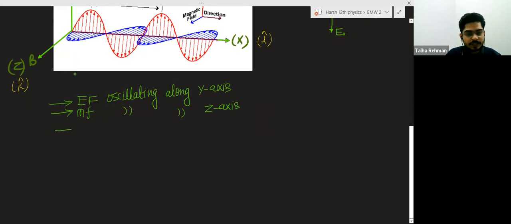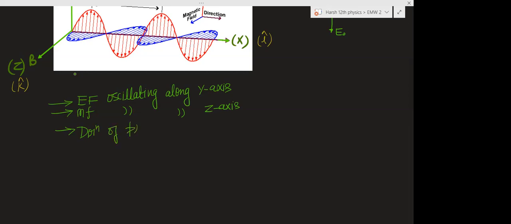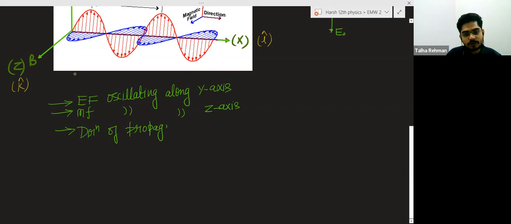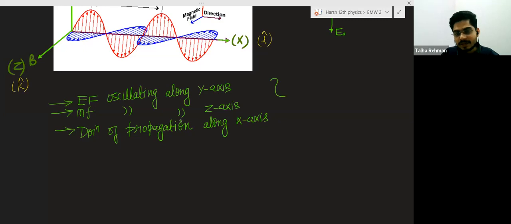And can you tell me what is the direction of the propagation? X-axis, right? Yeah, direction of the propagation of the electromagnetic wave along x-axis. Now, x-axis, y-axis and z-axis are mutually perpendicular. So basically if the electric field oscillation, magnetic field oscillation and direction of the propagation are mutually perpendicular, this is representing the transverse nature of electromagnetic wave.